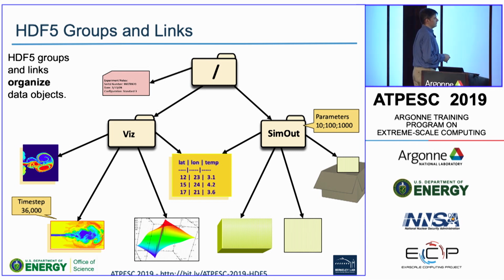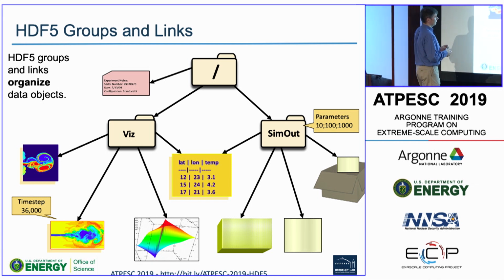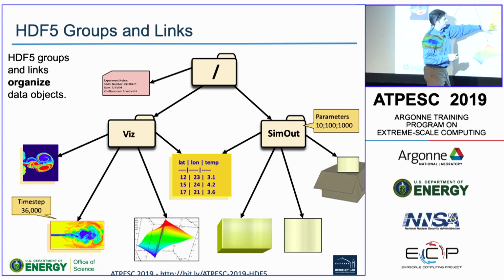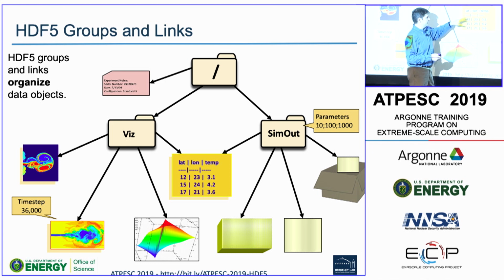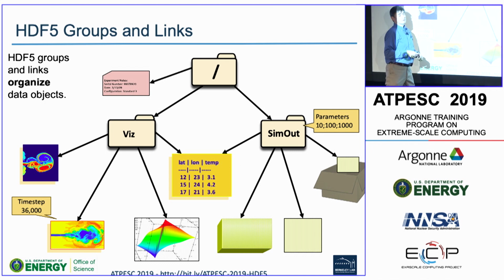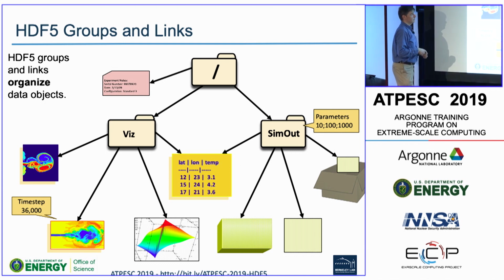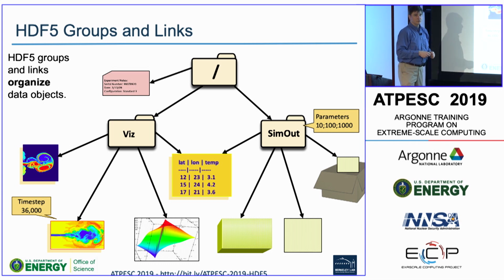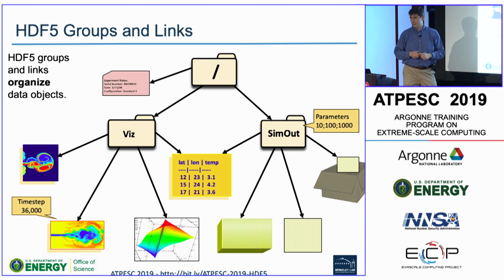I show here that this data set, for example, which I was trying to show has a compound data type, latitude, longitude, and temperature. That's actually shared. There's a link to it from 2 different locations in the file. So you can have hard links from multiple groups to the same object.